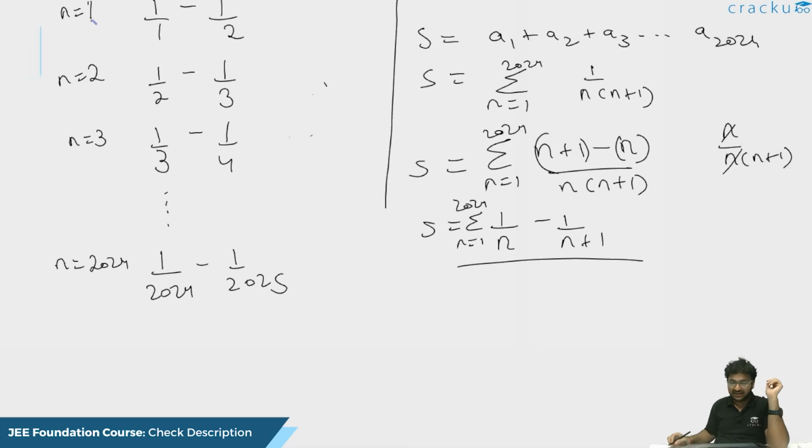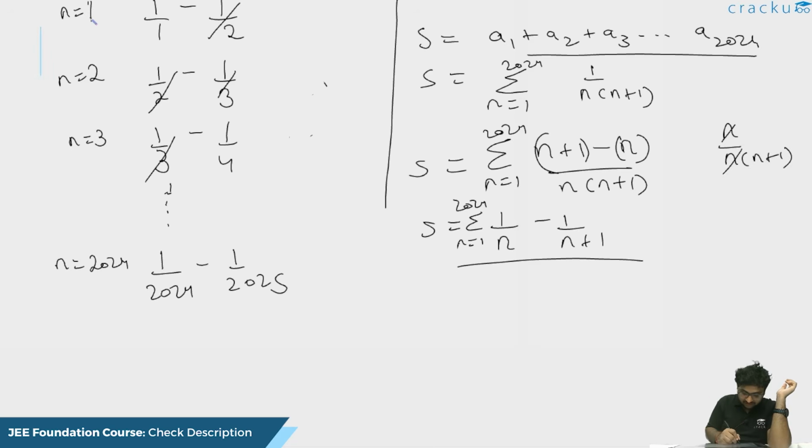Now if you see carefully, what have we been asked? We have been asked the summation from 1 to 2024. Okay. If you see, this 1 by 2 gets cancelled out with 1 by 2. Then this 1 by 3 gets cancelled out with 1 by 3. Then if we take n equal to 4, then 1 by 4 minus 1 by 5. So this will be cancelled out with this. Similarly, this would be cancelled out with this, and this would be cancelled out with this.